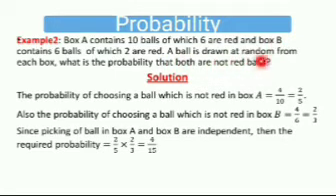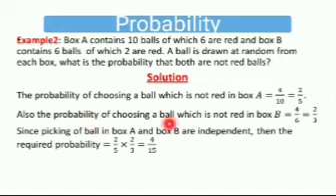Now a ball is drawn at random from each box. What is the probability that both are not red balls? You can see that this one is also independent. A is independent of B. So the probability of choosing a ball which is not red in box A: the total balls here are 10, out of which 6 are red, so the number that are not red will be 10 minus 6, which is 4 over 10. Divide by 2 and you get 2 over 5.